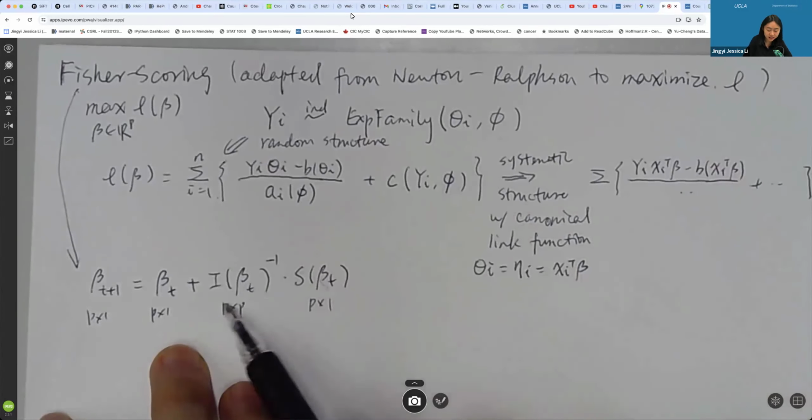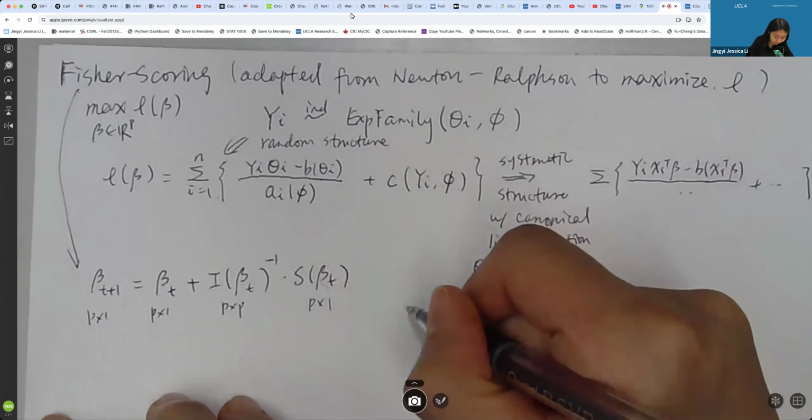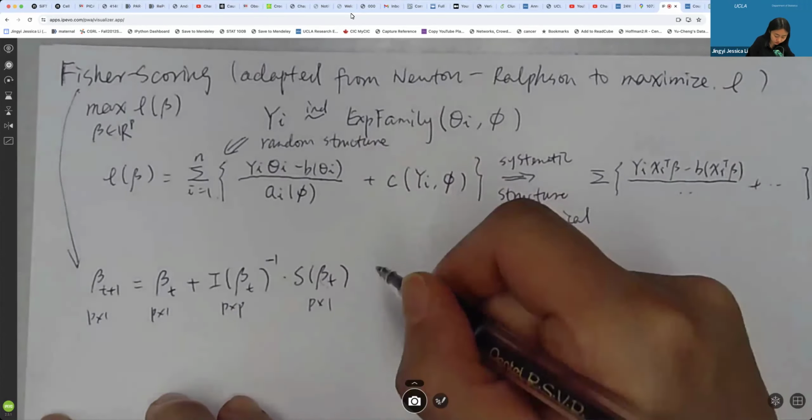And then anybody else want to volunteer to talk about Fisher information? What is it? So just recall, S of beta, the score function.